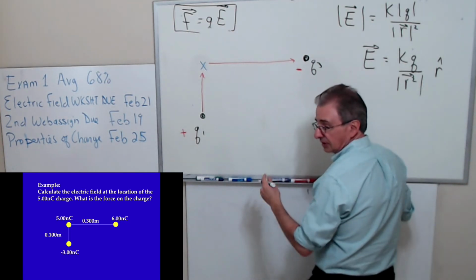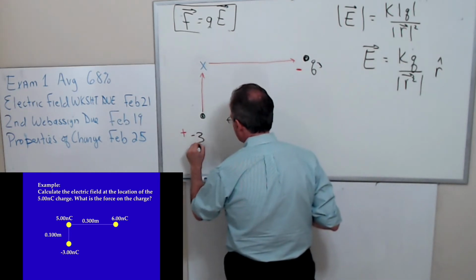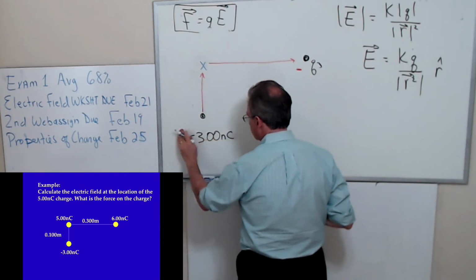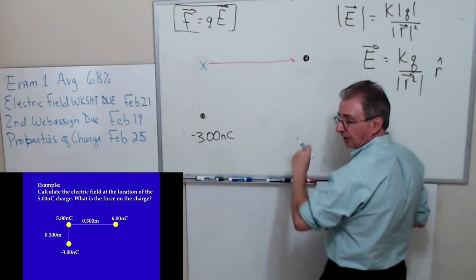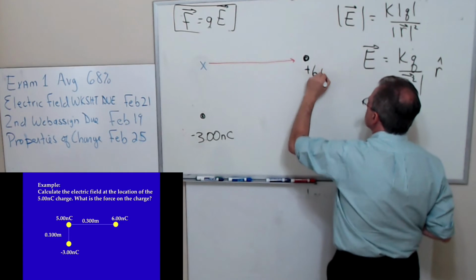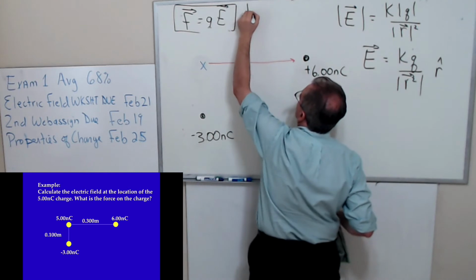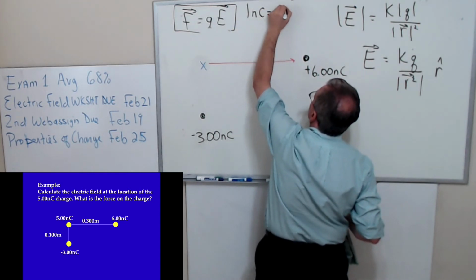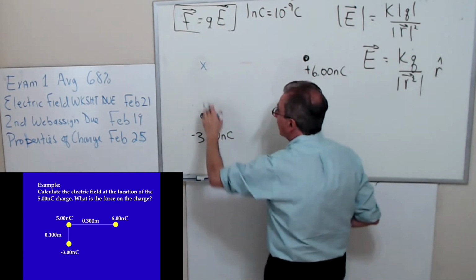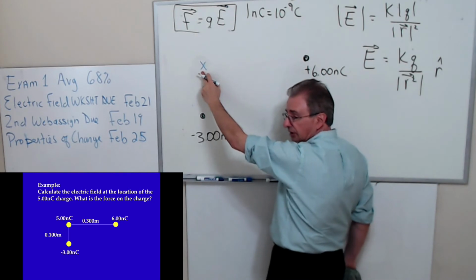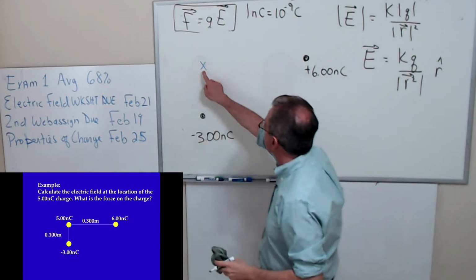I'm going to replace this bottom charge with a negative 3.00 nanocoulombs. So this is going to be wrong. I'm going to replace this one with a plus 6.00 nanocoulomb. Remember, 1 nanocoulomb is 10 to the minus 9 coulombs. Let me get rid of the arrow. Eventually I'll put a 5 nanocoulomb charge here, but let's pretend it's not there for now because the 5 nanocoulomb charge is not going to contribute to the field at that point.